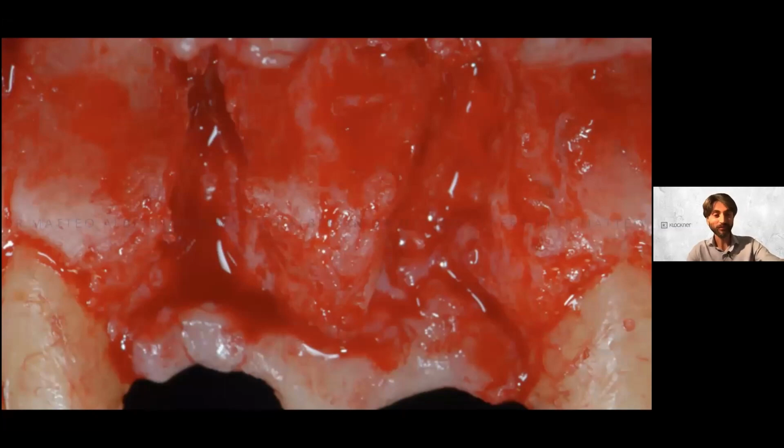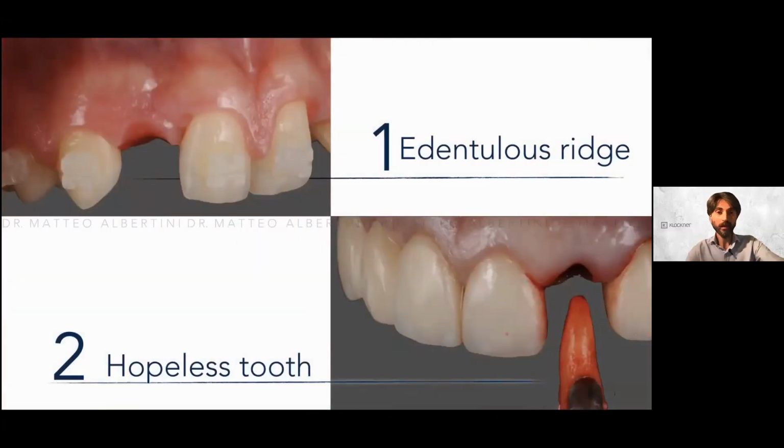So I was saying we have large dehiscences and we have to compensate these dehiscences with implant treatment. Mainly in the clinic we have two clinical situations. The first one is the dentulous area, in which we have already lost the tooth, or we have the opportunity to extract the tooth.